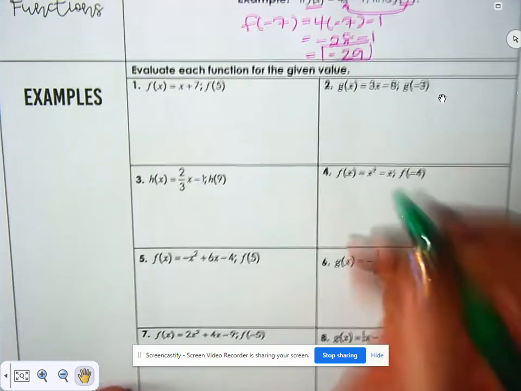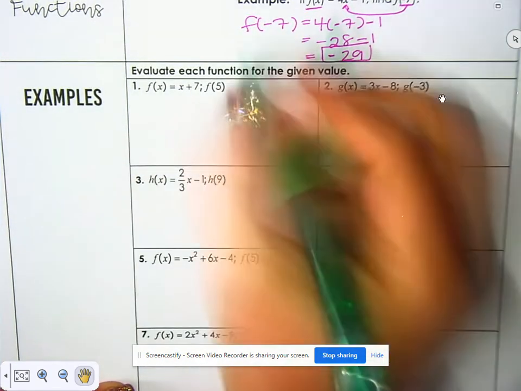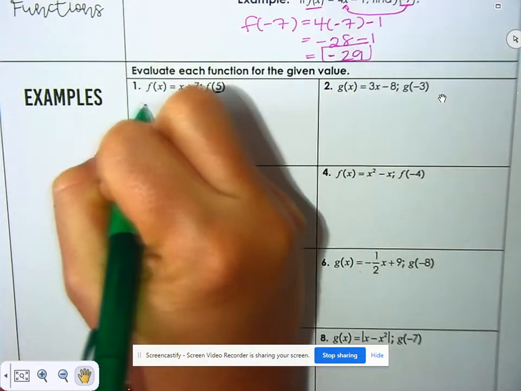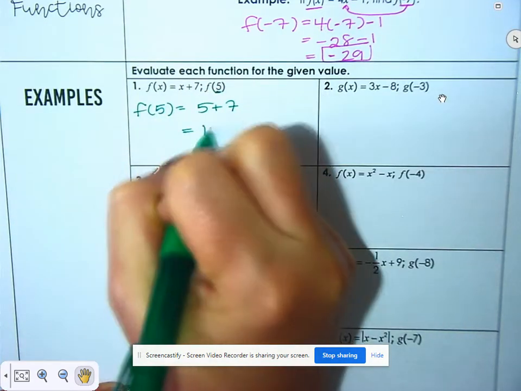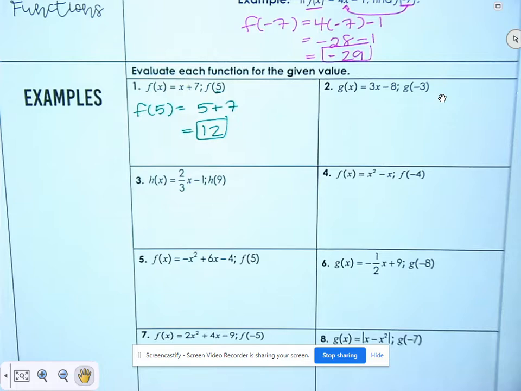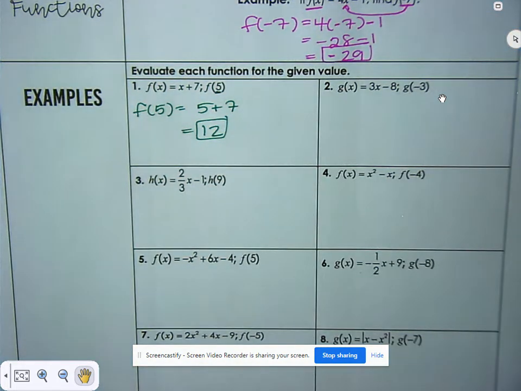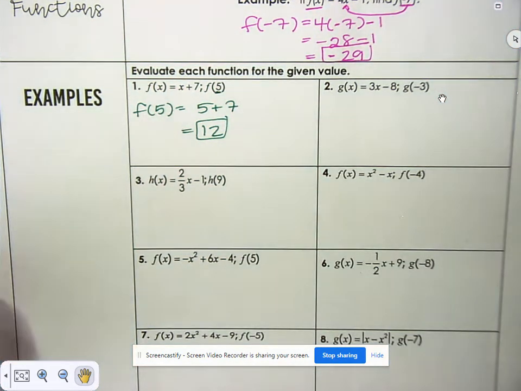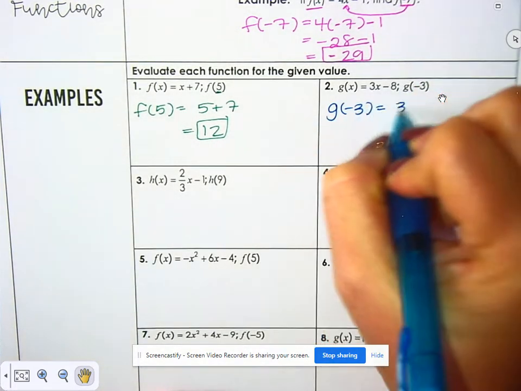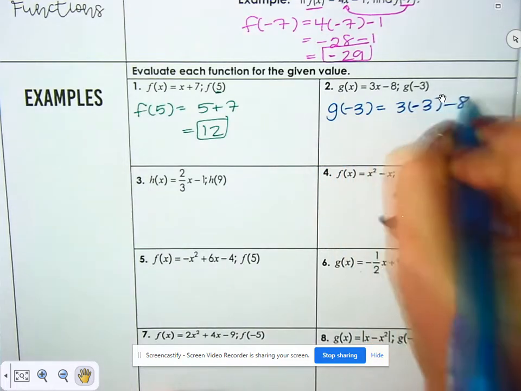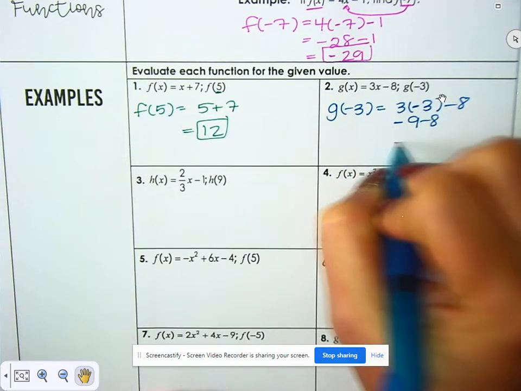All right, so here we go. Starting with number 1, f of x equals x plus 7, and they want us to find f of 5. So f of 5 is going to equal 5 plus 7, which is 12. That's it. All right, number 2, g of x equals 3x minus 8. So g of negative 3 means 3 times negative 3 minus 8.